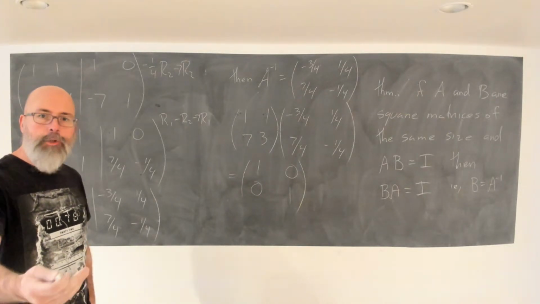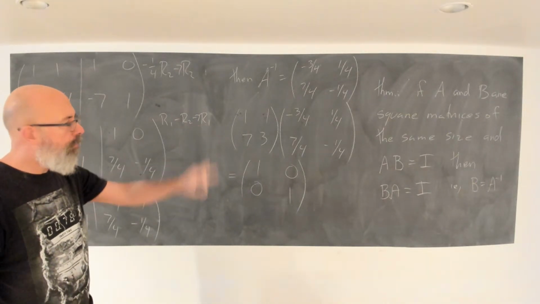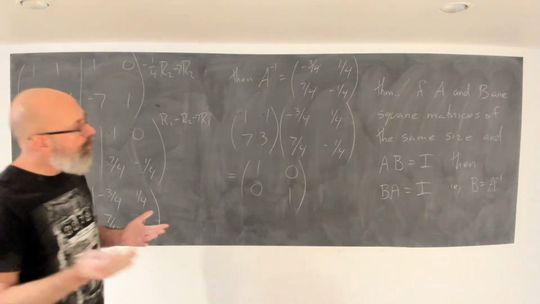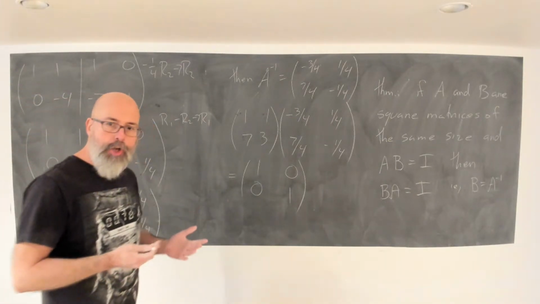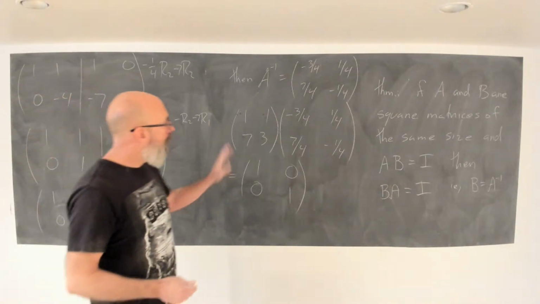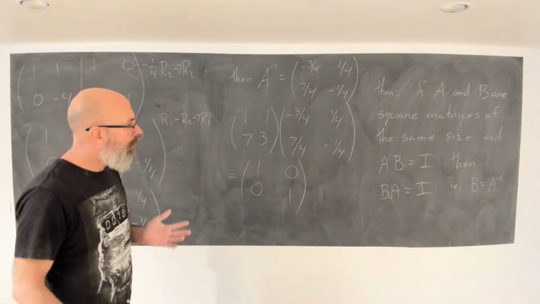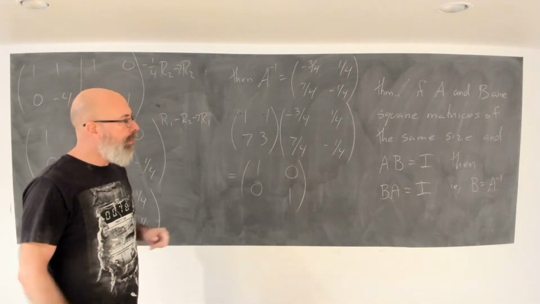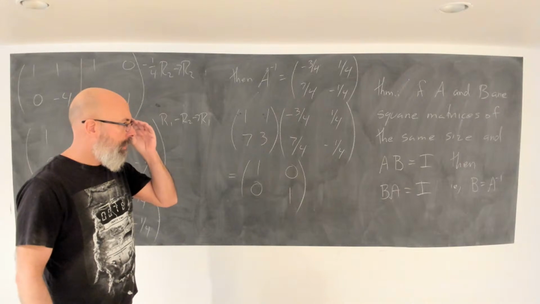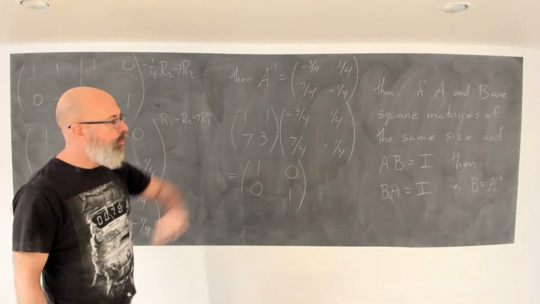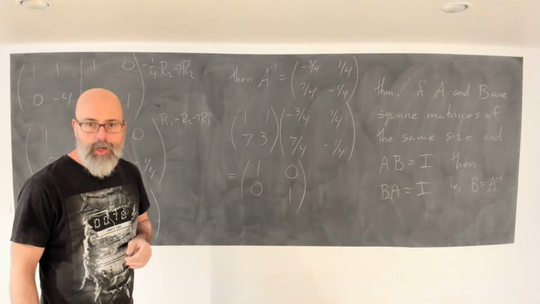So you don't actually need to check both ways, even though you know in general multiplication is not commutative, right? AB is not equal to BA. Normally, it is true if they are square matrices and the product is the identity.